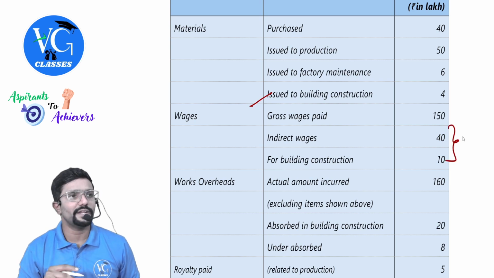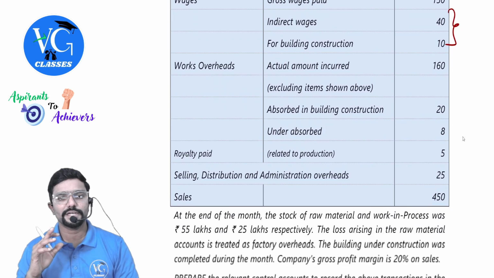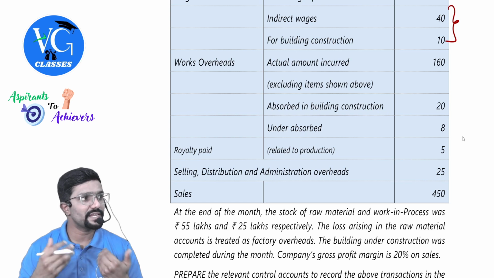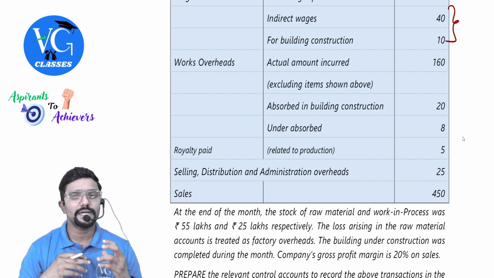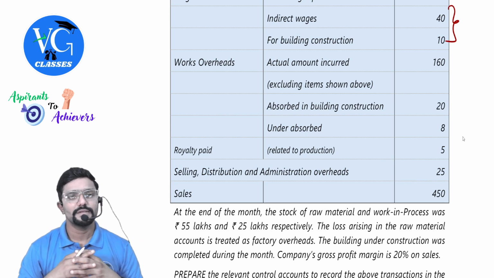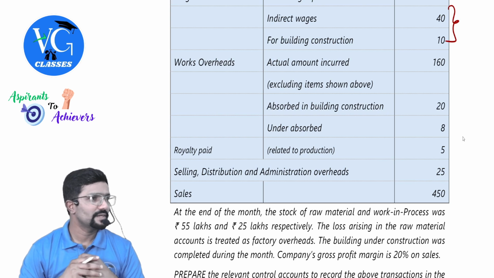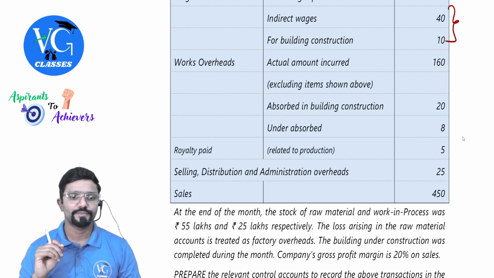Direct. Remaining, totally incurred 150. These both put together 50. Remaining 100 is what? Direct. That is for production. Works overhead: actual amount incurred 160, excluding items shown above. Okay, means indirect if anything is received other than that. Absorbed in building construction 20, under absorbed they only given 8. Remaining is what, guys? Absorbed, to WIP control account.